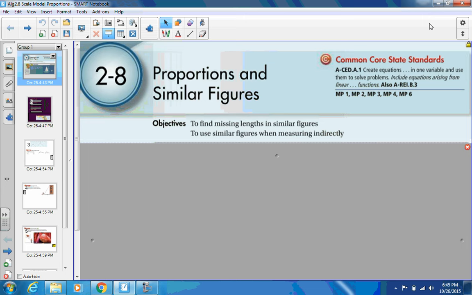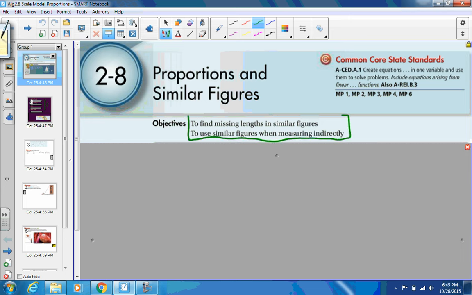So our goals that you should write down on your goal sheet. Please pause it and write down these goals. There's two for this lesson. The first one would be to find missing lengths of similar figures. And the second one would be to use similar figures when measuring indirectly. So you'll find out what those mean. Just please make sure you write those down and then self-assess yourself afterwards.